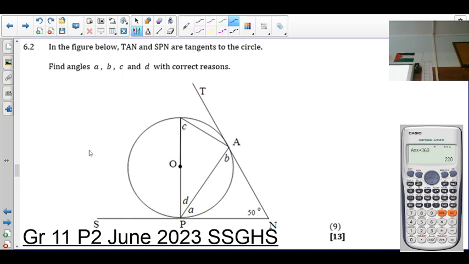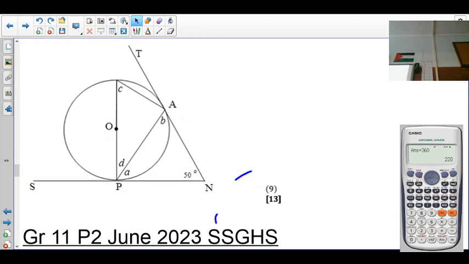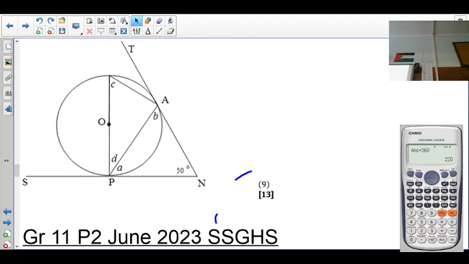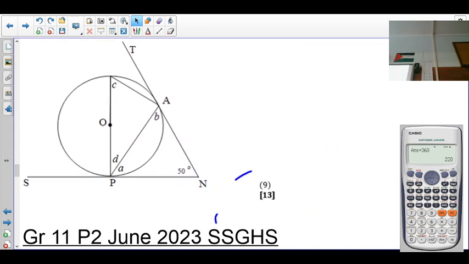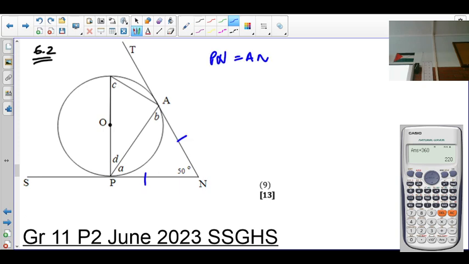Firstly, we know that those two lengths are equal. So I must say that. I'm going to put this over here. Otherwise we're writing most of the time behind the calculator. This is question 6.2. Okay, 6.2. So we say that PN is equal to AN. Why? Tangent from common point. People, the question paper and the memo can be found in the description box below. Okay.